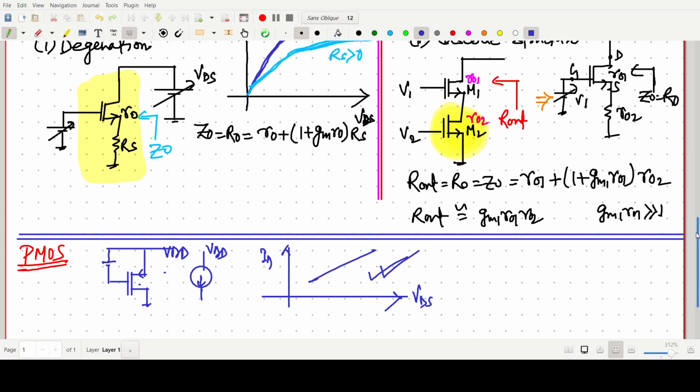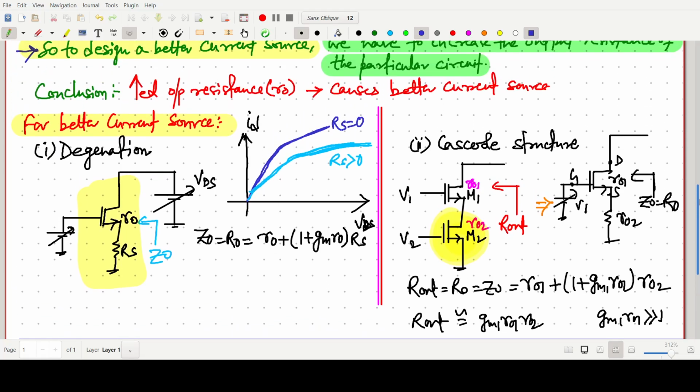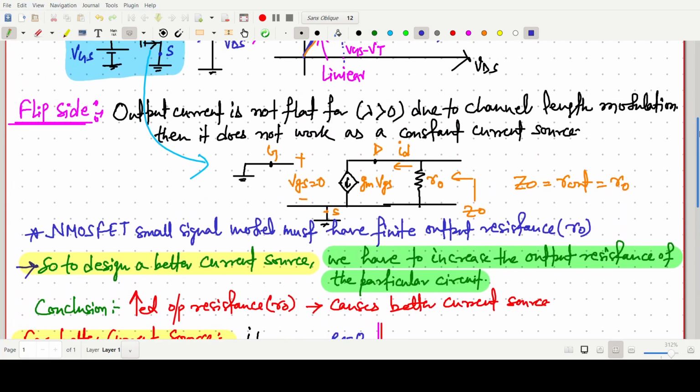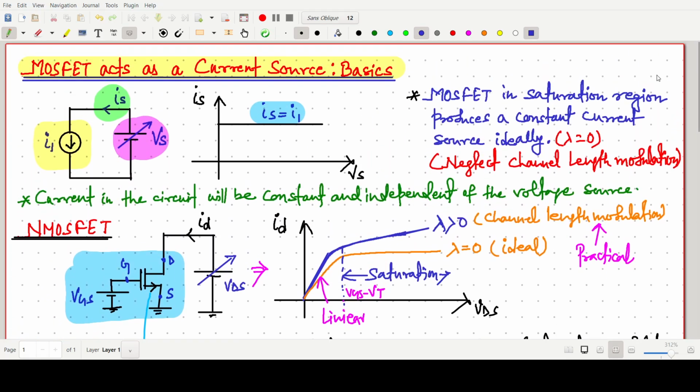So this is all about the basics. This is all about the concept behind the NMOS current source and PMOS current source.